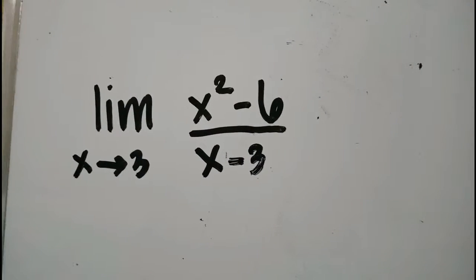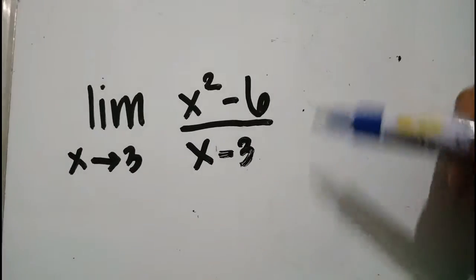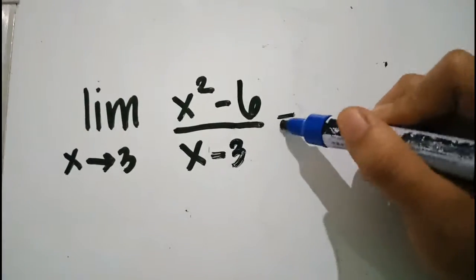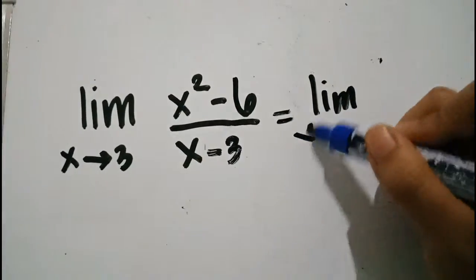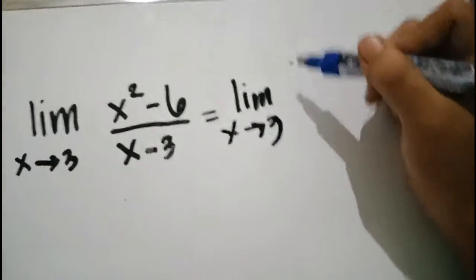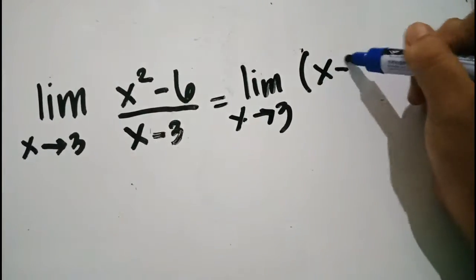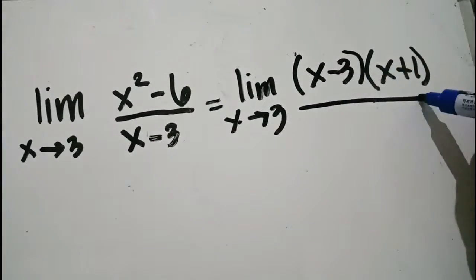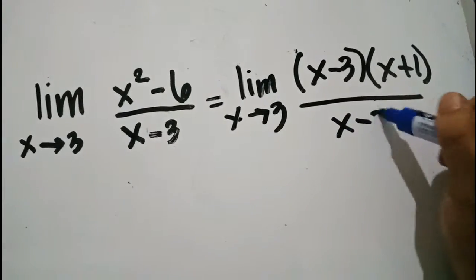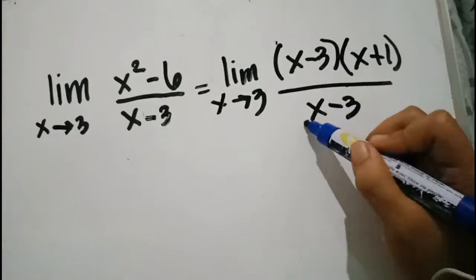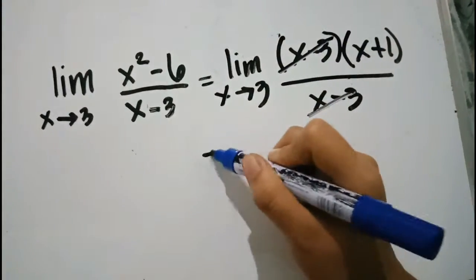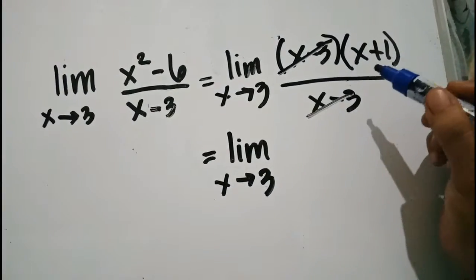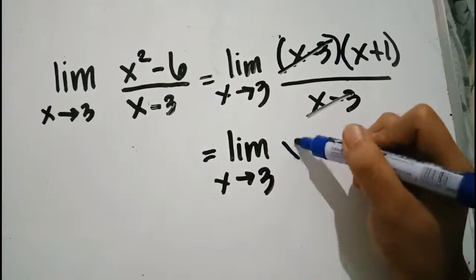For this example, we can factor this out but only the upper part, because the lower part is a 1-degree polynomial. So it will look like this. x minus 3, right? x plus 1. And we could just rewrite the lower part, which is x minus 3. So as you can see, we can cross this out and rewrite what's left. And it's x plus 1.